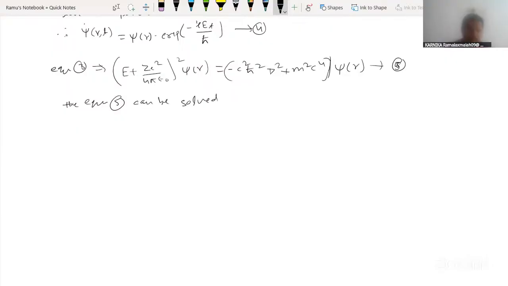considering spherical polar coordinates. In spherical coordinates, psi of r comma theta comma phi is equal to capital R of r into Y of l m of theta comma phi.